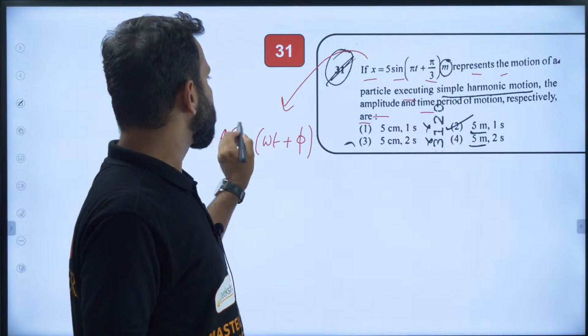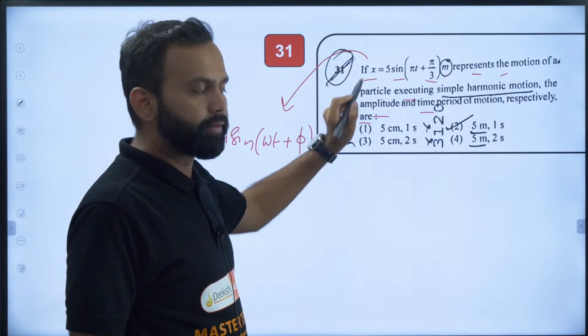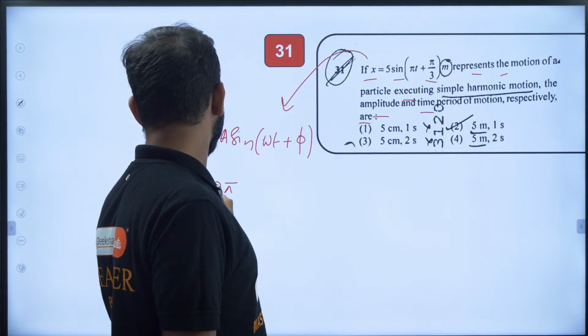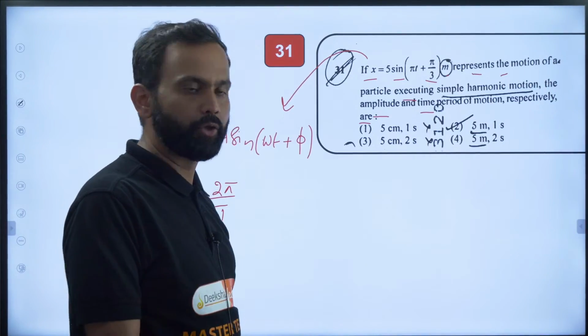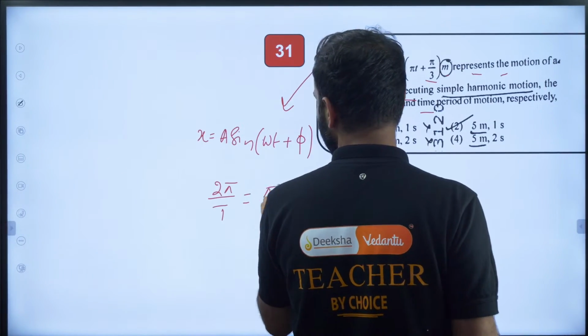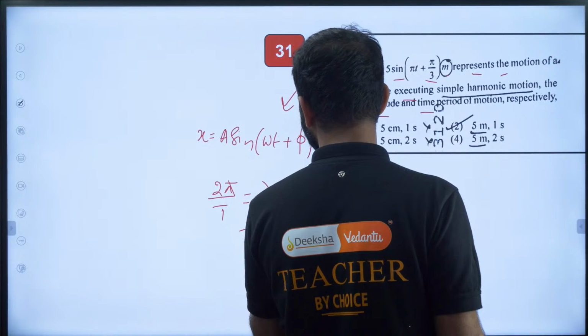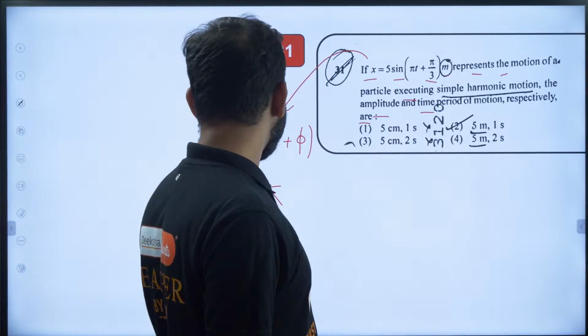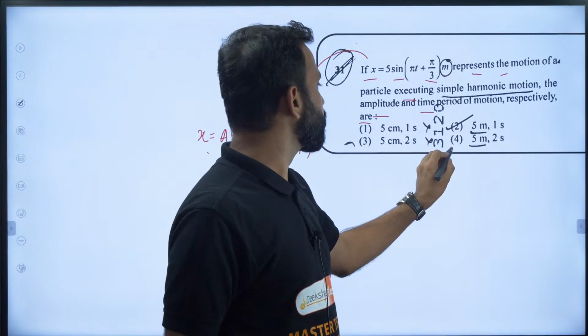Now compare: amplitude is 5 meter, and omega is pi. What is omega? 2 pi by T, which is equal to pi. Now pi will get cancelled, so T equal to 2 second. Amplitude is 5 meter, time period is 2 seconds. So the correct option is 4.